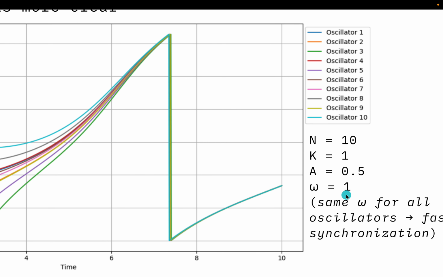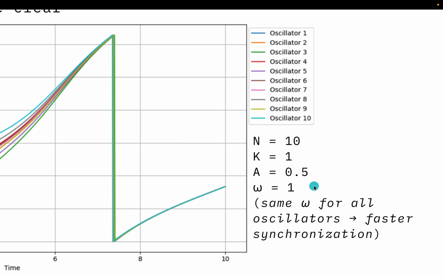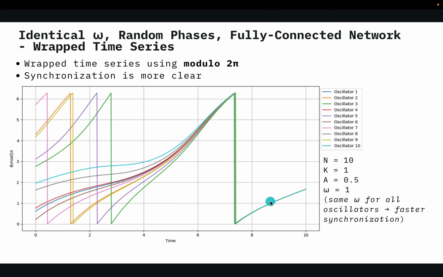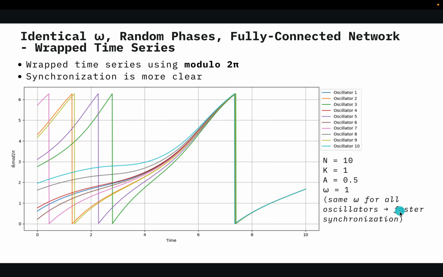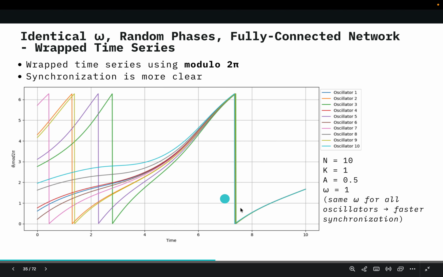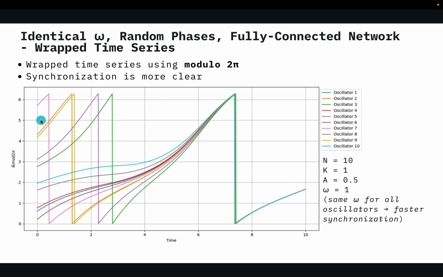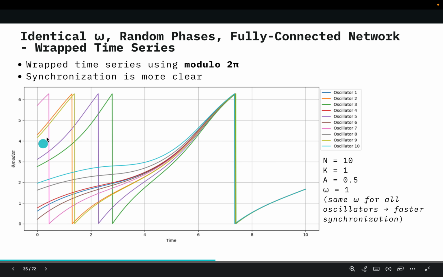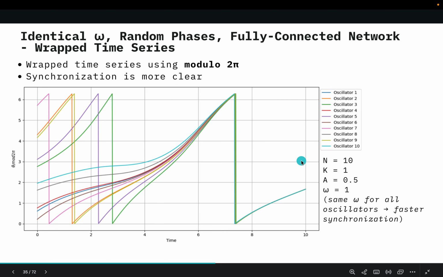Okay, now here we have chosen the same omega for all oscillators. So here there is no standard deviation. We are not drawing omega from any distribution. Here omega is 1 for all the oscillators. That's why we expect faster synchronization. There is no randomness in omega. That means all the oscillators are anyway oscillating on the phase circle at the same speed, but they just have some differences in the phases initially. So that's why that difference quickly dies out because of the coupling term and everything.